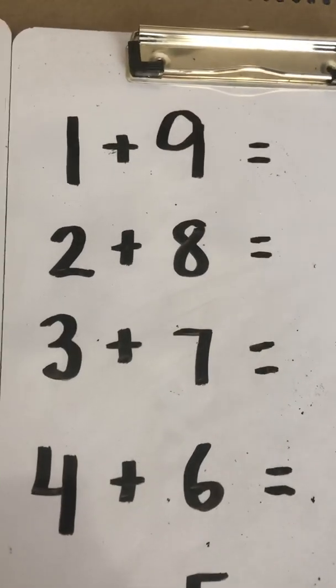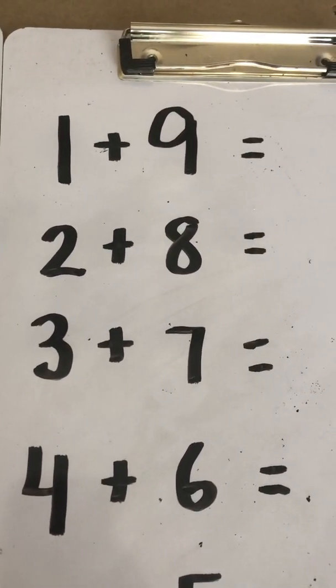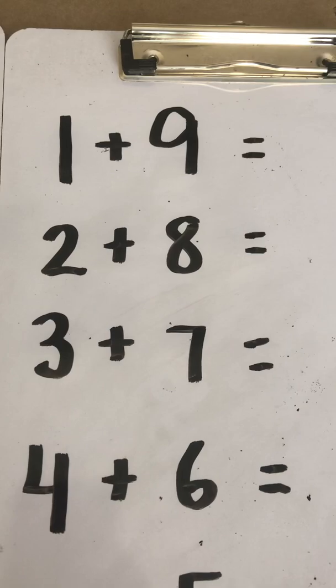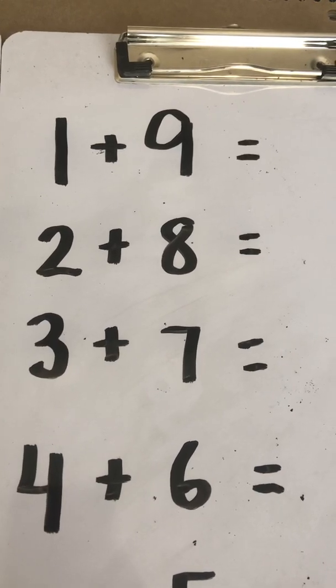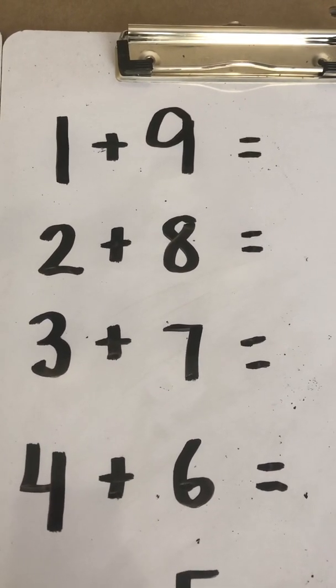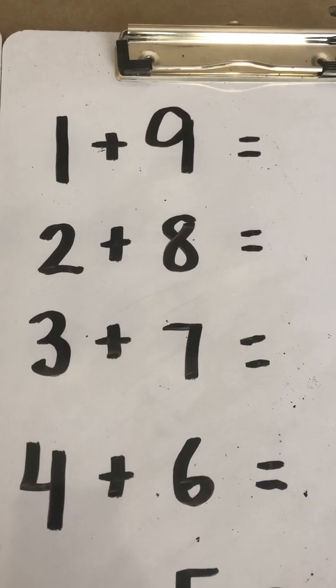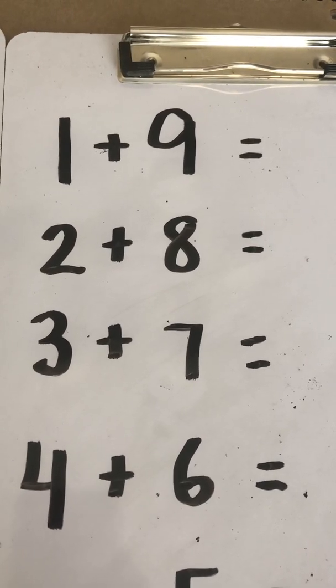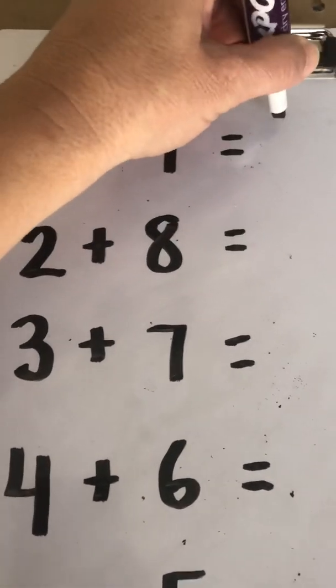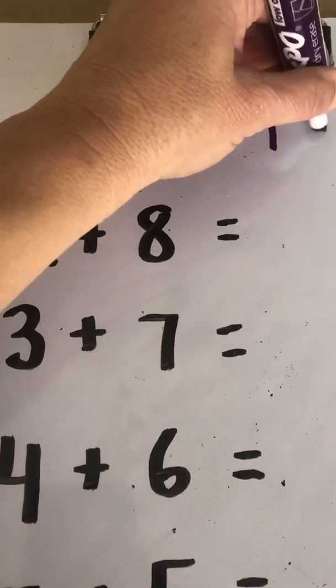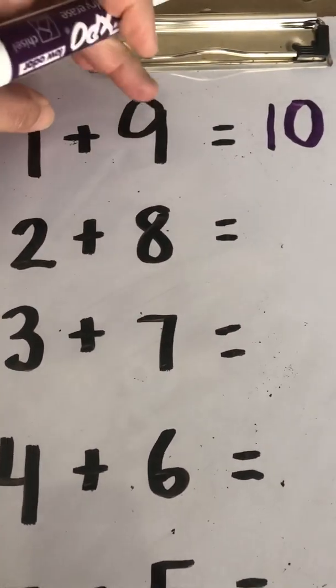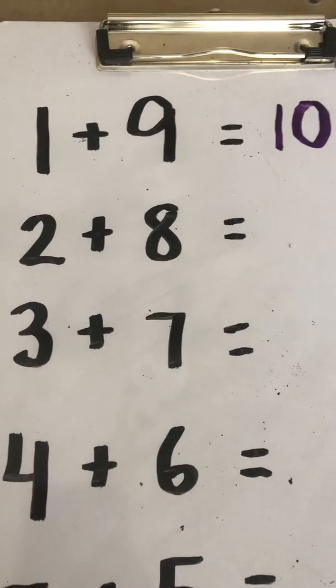Now I want to go over to this side. If you have 1 and you add 9 more, how many will that be? Or you can say 9 plus 1 more is what? That would be 10. 9 and 1 more. We're putting these two numbers together, okay, is 10.